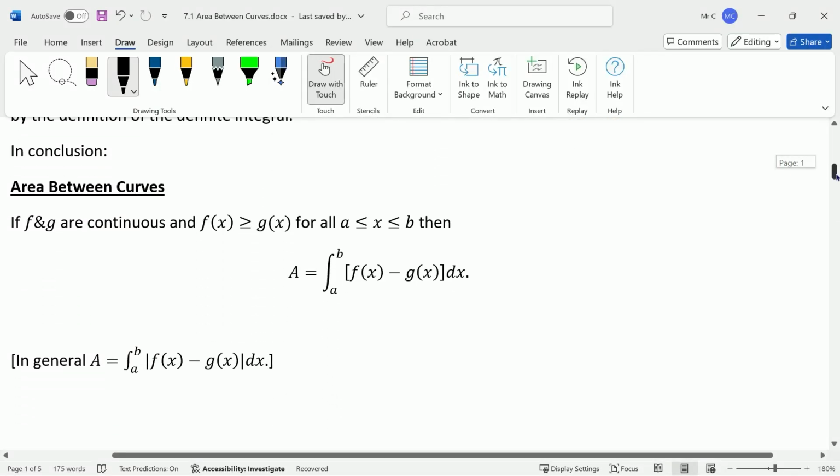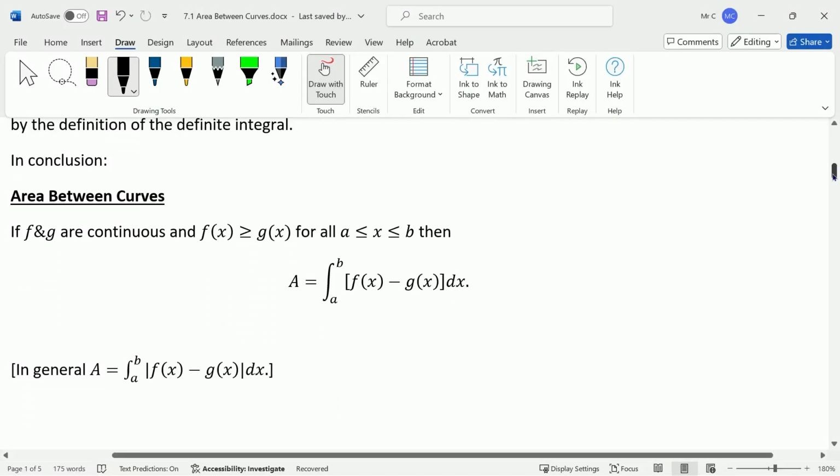Now let's summarize that in a more clear rule. If f and g are continuous and f of x is greater than or equal to g of x for all x between a and b, then the area is the integral from a to b of f of x minus g of x dx.